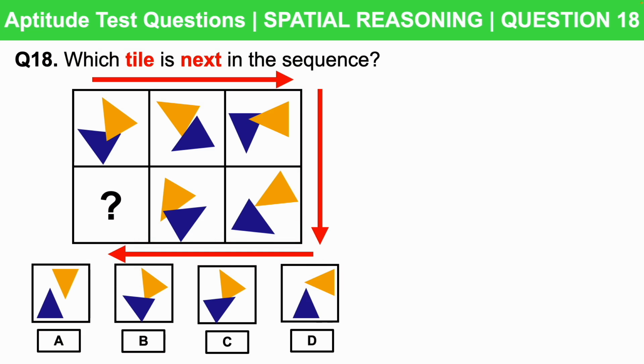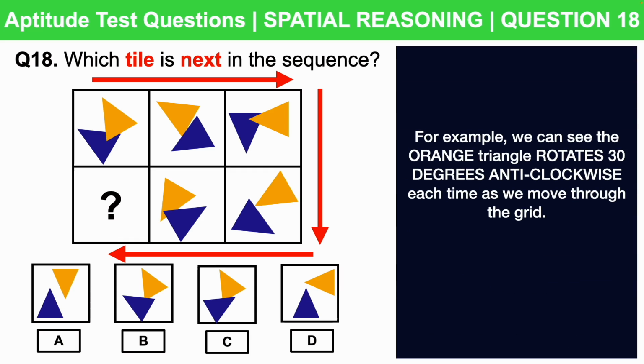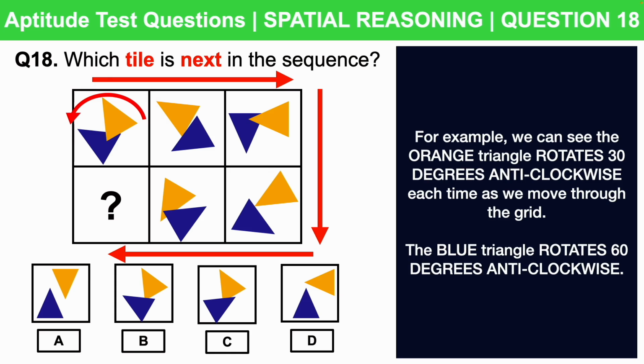You can see we finally end up at that question mark, that missing piece of the sequence. Now remember to look for patterns on each individual object in each segment, and in particular how they rotate. More often than not, you're going to be looking for some sort of rotation, alternating pattern, or colour changes. But often, rotation is the most common change in questions like these. So in this question, the correct answer could be worked out by observing the rotation of the triangles by colour. For example, we can see that the orange triangle rotates 30 degrees anti-clockwise each time as we move through the grid. The blue triangle rotates 60 degrees anti-clockwise. Therefore, the correct answer is A.